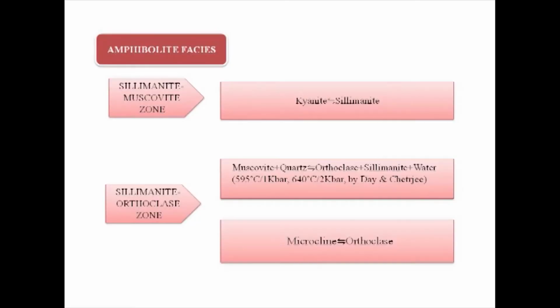Orthoclase, KAlSi3O8 polymorph: microcline is also transformed to the higher temperature orthoclase. Furthermore, under the pressure temperature conditions of this zone, partial melting or anatexis of pelitic rocks takes place, as demonstrated experimentally by Tuttle and Bowen in 1958 and Winkler 1974.